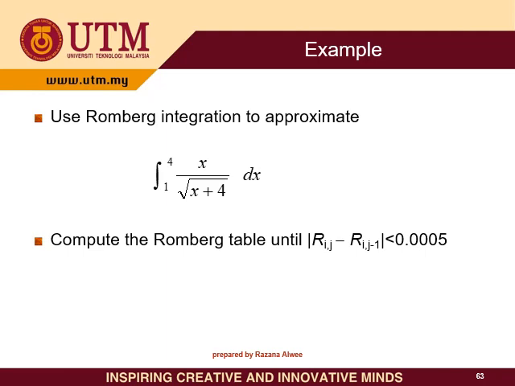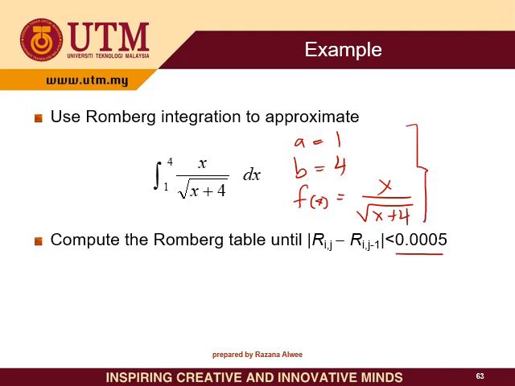Okay, now we look at the approximation, the example. Use Romberg integration to approximate this f(x) and compute the Romberg table until this difference is less than 0.0005. This is your error. It must be less than this, then you can stop. So based on this, you know that your a is equal to 1, your b is equal to 4, and your f(x) is equal to x plus 4. Based on this question, you should know this already.